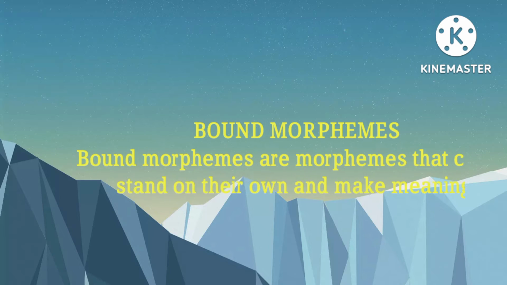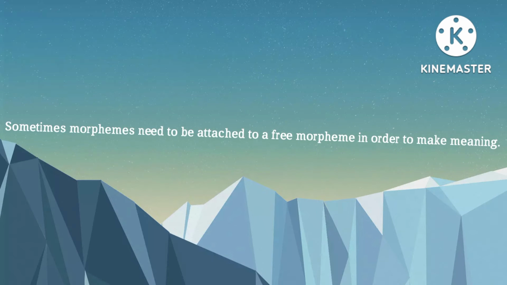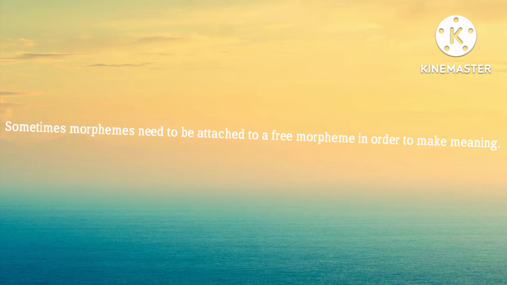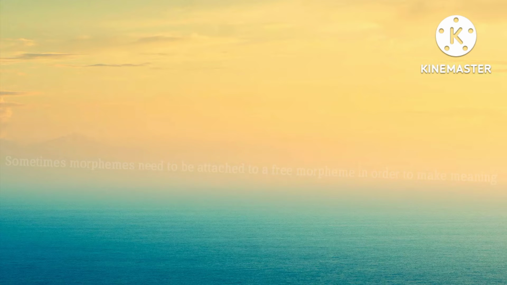Now, after the examples of free morphemes, we are going to look at bound morphemes. They are morphemes that cannot stand on their own and make meaning. That's what bound morphemes are, and we are going to look at some examples of them. Sometimes morphemes need to be attached to a free morpheme in order to make meaning.